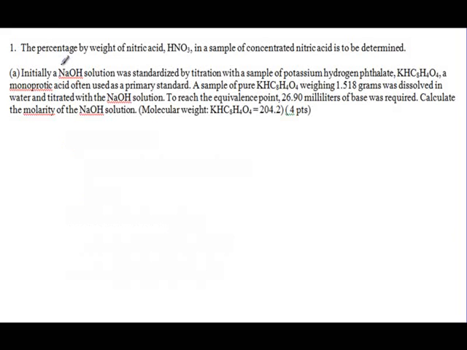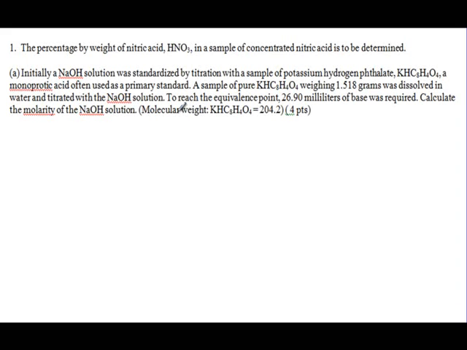Alright, so let's go back to number 1. We had the percentage by weight of nitric acid in a sample of concentrated acid is to be determined. Initially we have a sample of NaOH solution, which was standardized by titration with a sample of KHP, which is a monoprotic acid often used as a primary standard. A sample of pure KHP weighing 1.518 grams was dissolved and titrated with the NaOH. So the first thing we want to do is calculate the molarity of the NaOH.